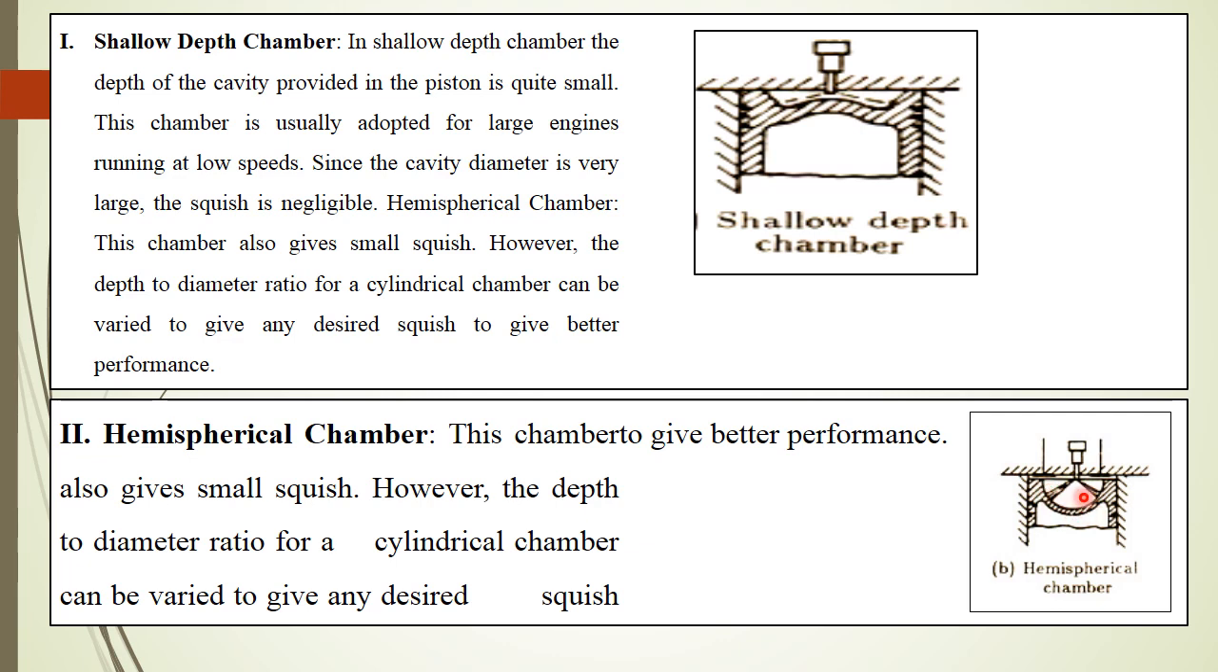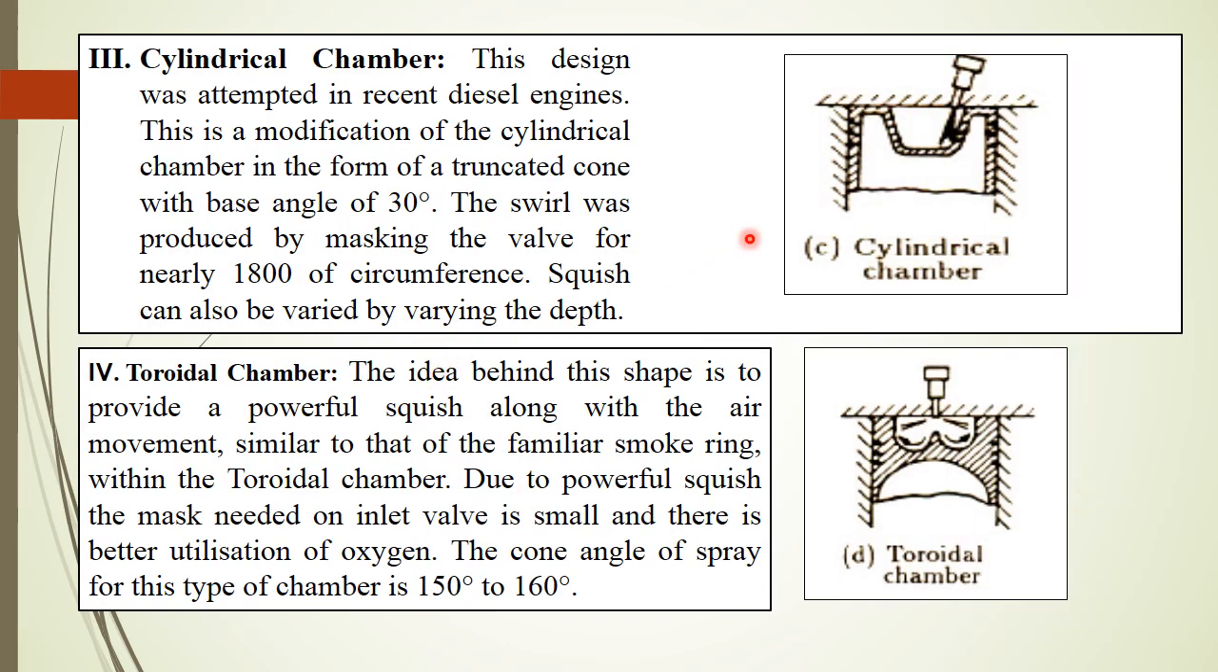So again, a hemispherical shape is provided in the cavity. That's why it is known as the hemispherical chamber. This design is attempted in recent diesel engines. Again, the shape of the cavity is cylindrical, and there is a modification of the cylindrical chamber in the form of a truncated cone. So it is a truncated cone with a base angle of 30 degrees. You can see that the angle on these two sides of the truncated cone is 30 degrees.